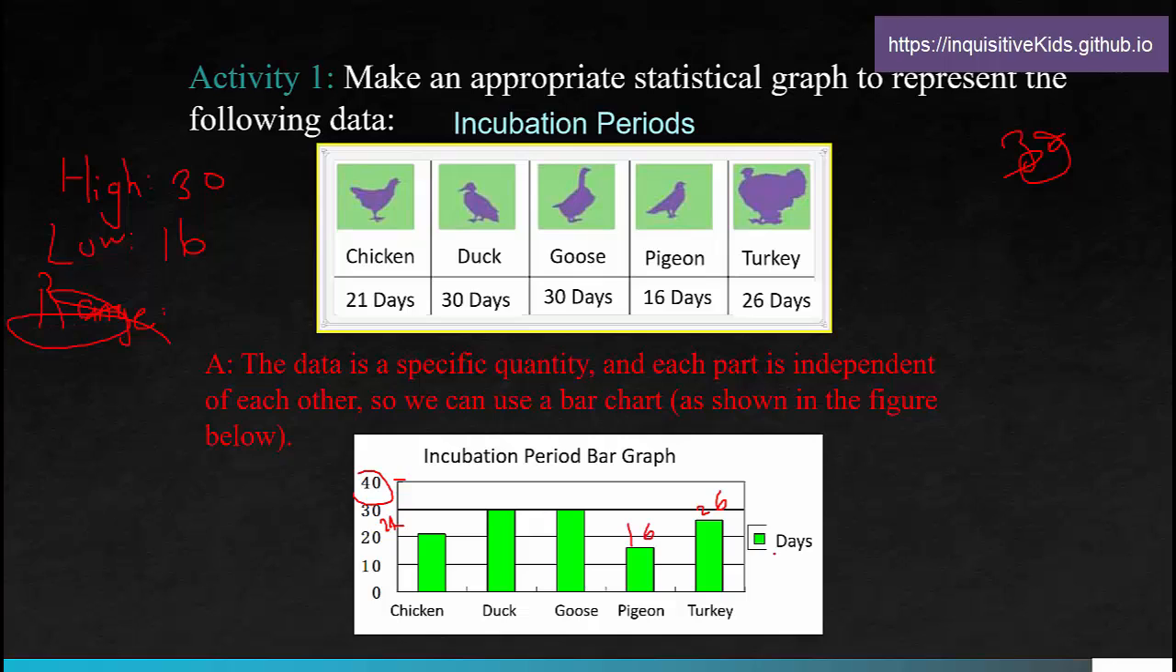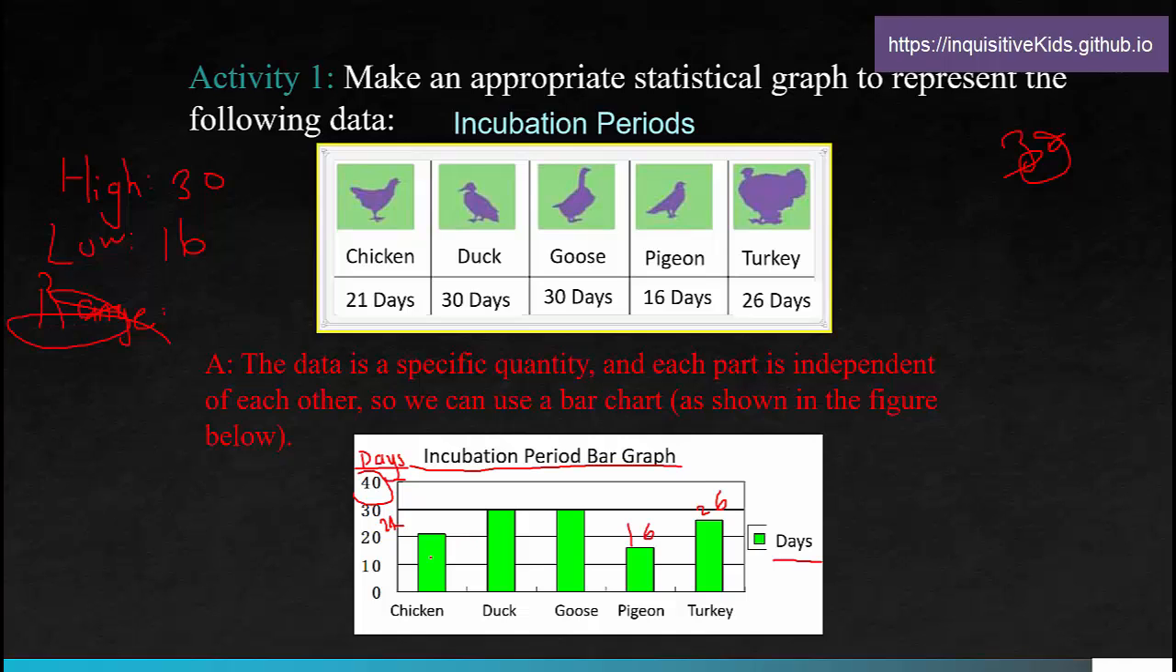And then we still have to remember to add in the chart title. Remember, this is very important. And then the key, because we don't know. Remember, this key can also come right here. So we can write days over here.